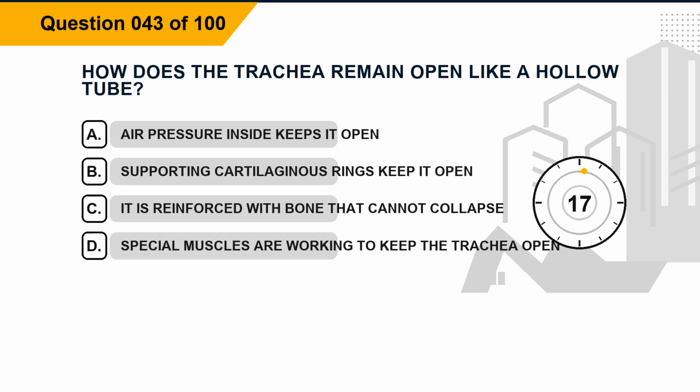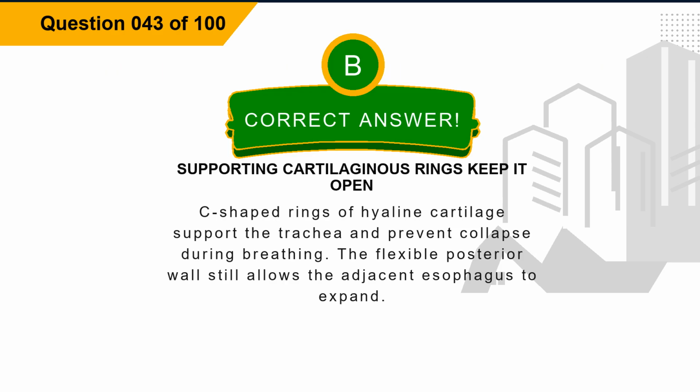Question 43. How does the trachea remain open like a hollow tube? Option A: air pressure inside keeps it open. Option B: supporting cartilaginous rings keep it open. Option C: it is reinforced with bone that cannot collapse. Option D: special muscles are working to keep the trachea open. The correct answer is option B: supporting cartilaginous rings keep it open.